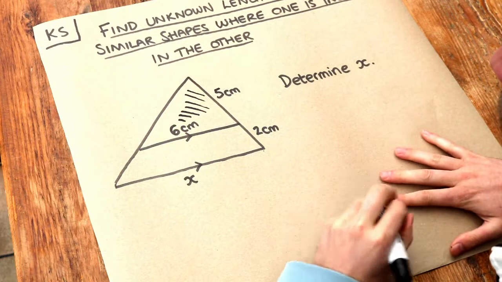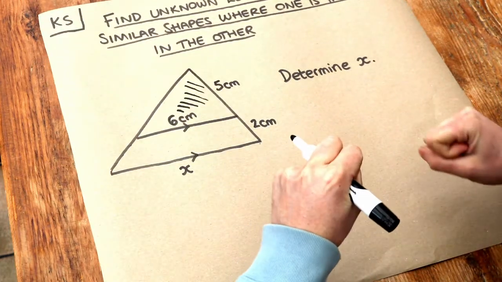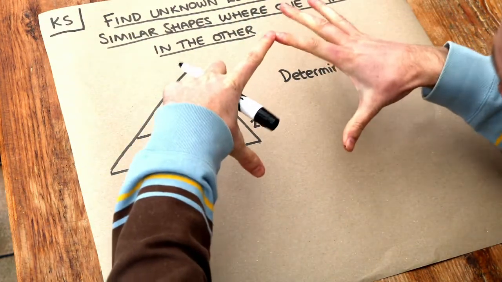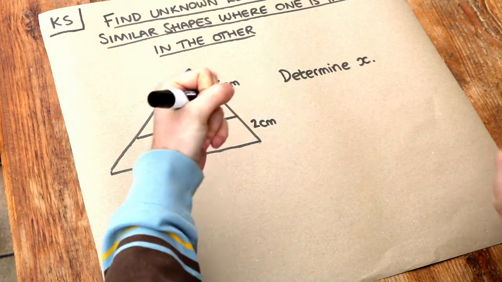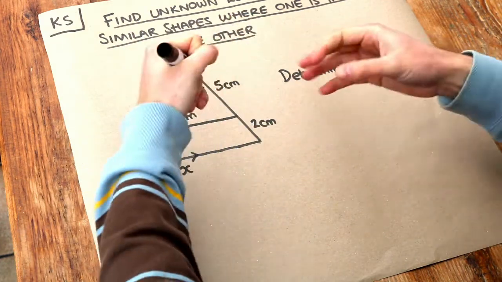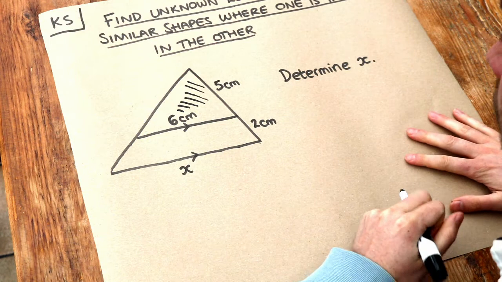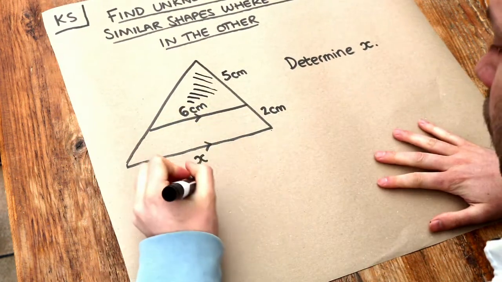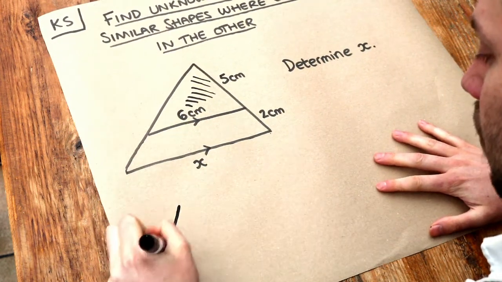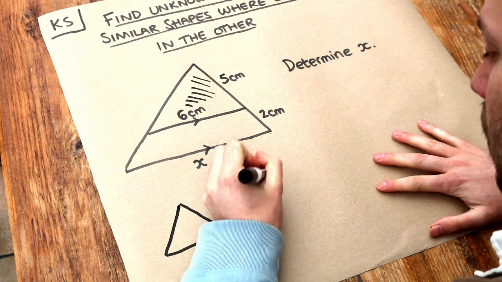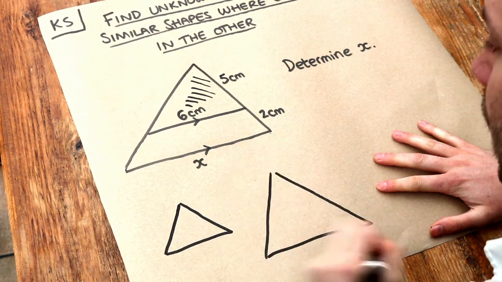And the strategy was to first find the scale factor in terms of length from the smaller triangle to the bigger triangle. So how many times bigger are the lengths getting from the small triangle to the big triangle? Now it might be helpful to draw out the two triangles. So we've got the smaller triangle and then we've got the bigger triangle. And let's think about the lengths on each.